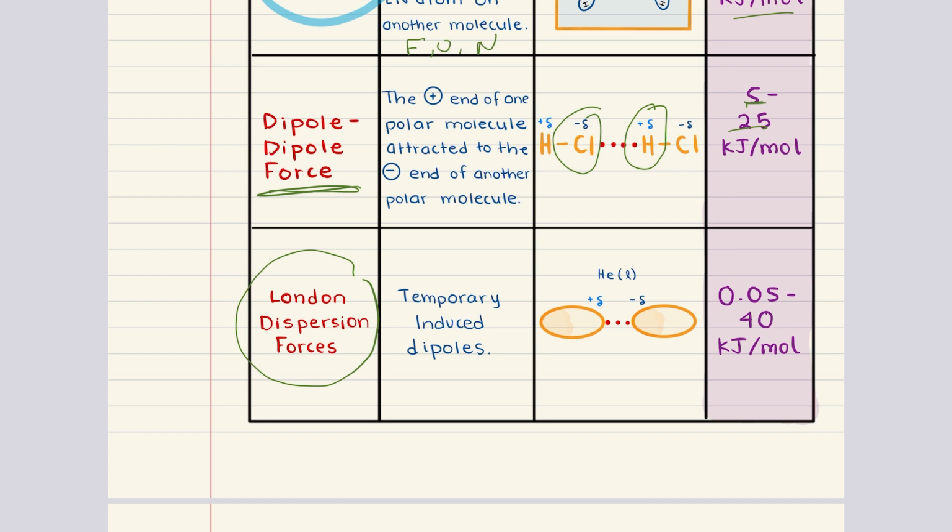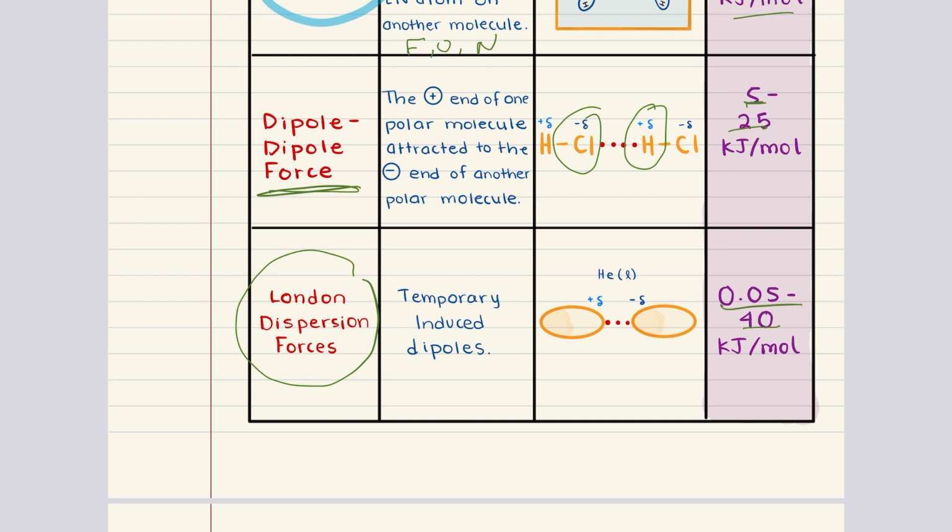This temporary dipole can induce another dipole in a nearby molecule, leading to this weak intermolecular attraction. Since these dipoles are constantly forming and disappearing, London dispersion forces are the weakest of all intermolecular forces, typically ranging from 0.05 to maybe 40 kilojoules per mole.